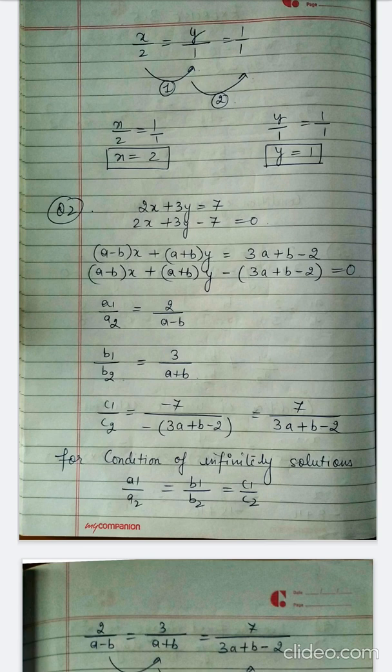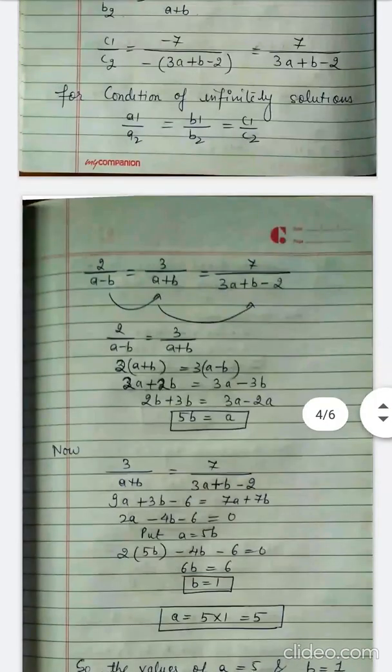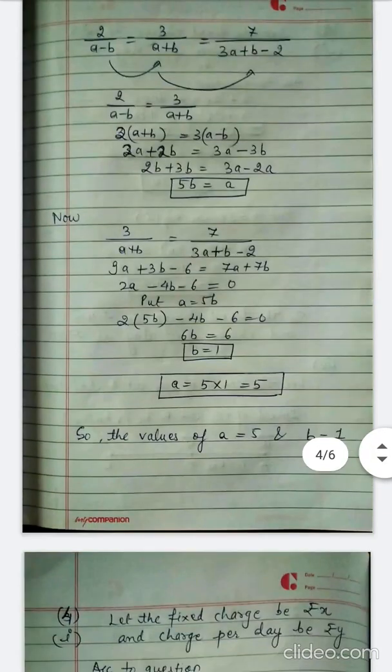For the condition of infinitely many solutions, we have a1 upon a2 is equal to b1 upon b2 is equal to c1 upon c2. We use this condition and find the values of a and b. So we have a is equal to 5 and b is equal to 1.